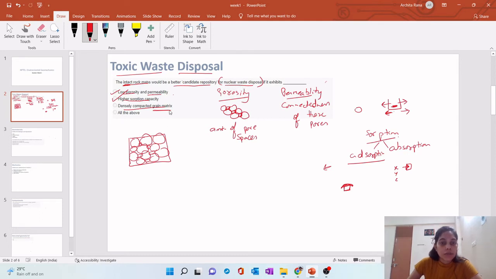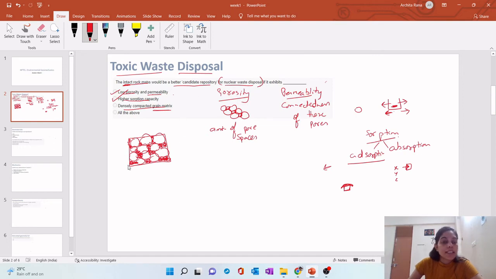But what does matrix mean? Along with the larger grains, there are tiny grains, small particles of different sizes scattered across the rock. When grains of different sizes are scattered across the rock mass, the smaller size grains would occupy the pore spaces, hence reducing the amount of pores, or porosity. And when they reduce this porosity, it can be used for nuclear waste disposal.